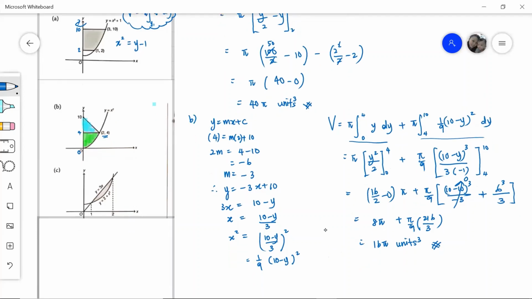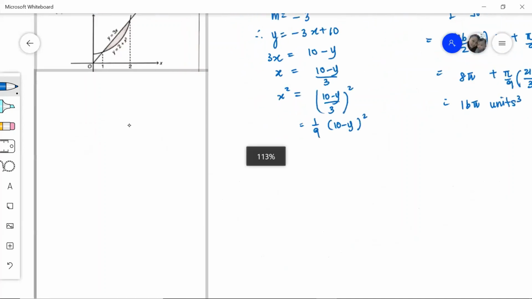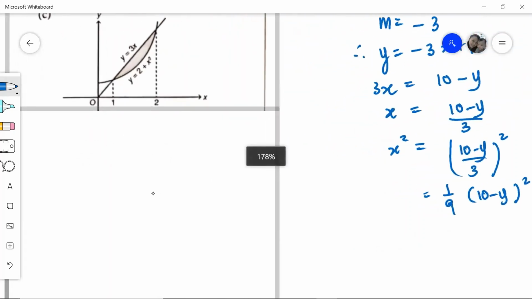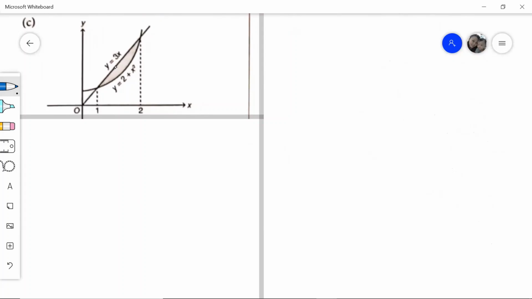All right, now next, let us move on to C. So for C, let's enlarge the diagram, so that it's much clearer. All right, so we need to find the volume generated by this shaded region. This one is about the y-axis. We shall take the curve minus the straight line.